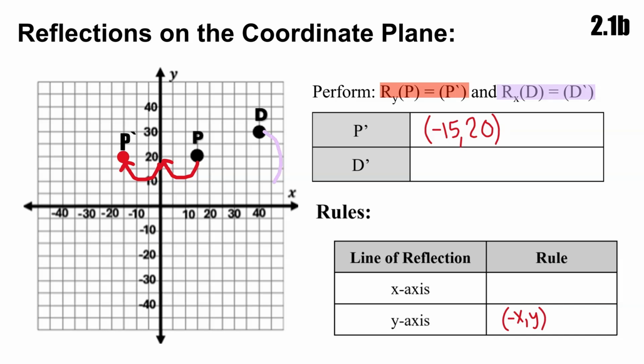Point D is 30 units above its line of reflection, the x-axis. This means that the image, D', will be 30 units below the line of reflection, which will be at 40, -30. The rule for reflection across the x-axis is x, -y.